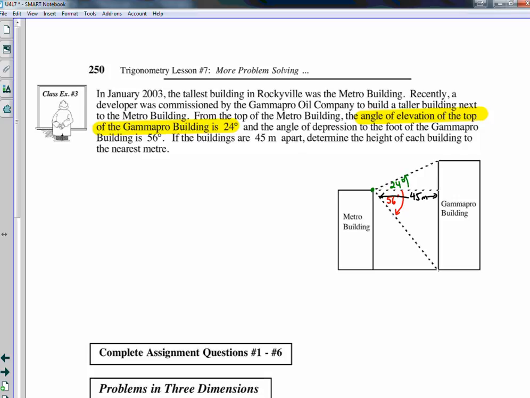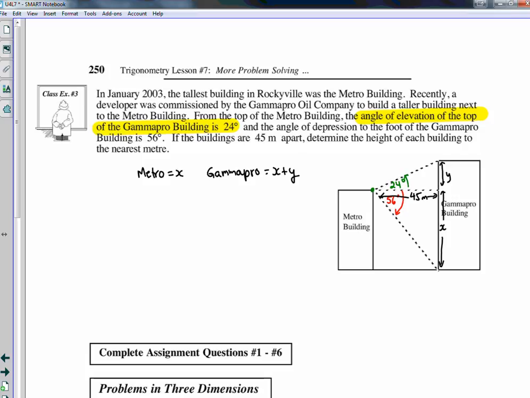Okay? So in order to do that, we have two right triangles. Right? What does this, we'll call this part X here, represent? The height of Metro, yeah. And then Y, if we call this Y, to get the second building, what would I have to do to get the height of the second building? X plus Y. So Metro's height is X. The Gamma Pro is X plus Y. So we need to figure out X and we need to figure out Y.